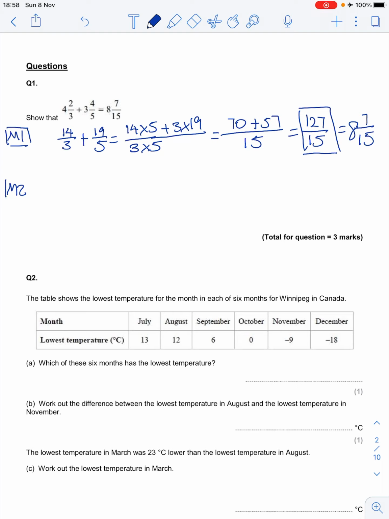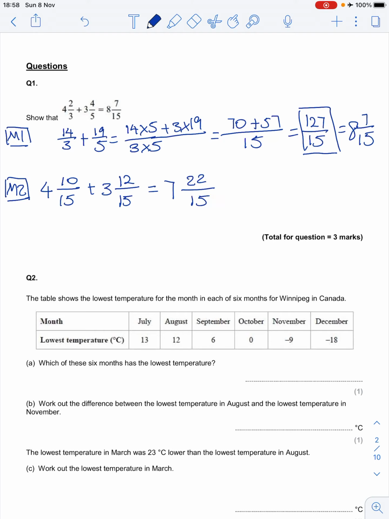Method 2. We're just going to convert them into the same denominator. So this is 4, and remember the common denominator is 15, so we have 10 over 15, plus 3, and remember that we need to change the denominator to 15. So this would be 4 times 3 is 12. Then we're just going to add fractions. So 4 plus 3 is equal to 7, 10 plus 12 is 22 over 15.